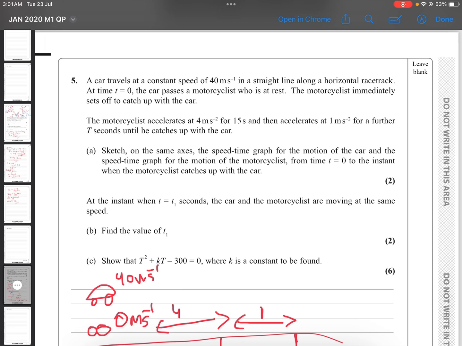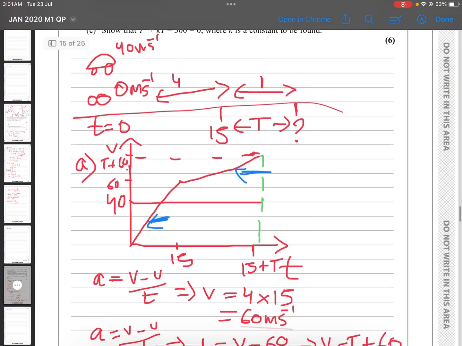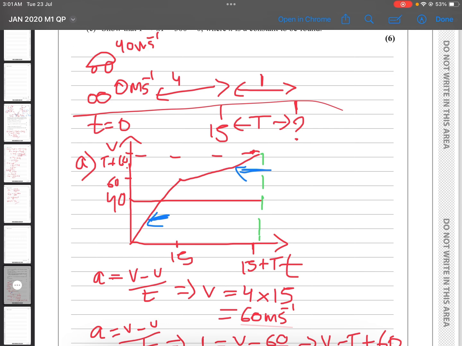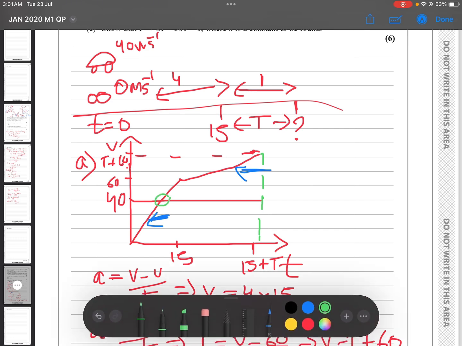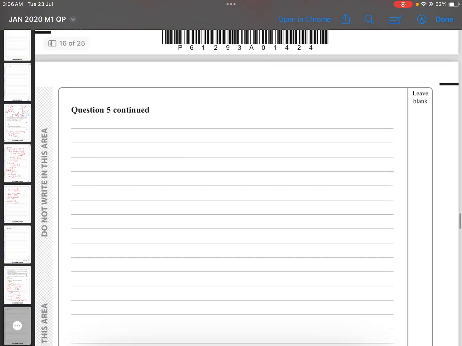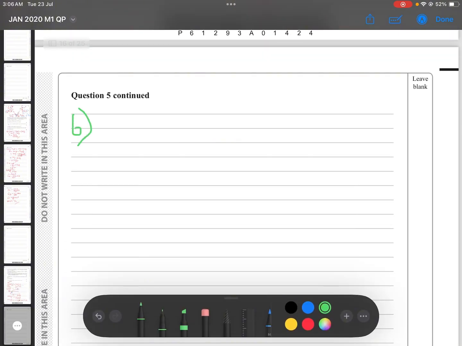Part B says, at the instant when t equals t1 seconds, the car and the motorcyclist are moving at the same speed. Find the value of t1. So the spot where they're traveling with the same speed is over here. This place, it's moving with the same speed. So for part B, we're going to use the SUVAT equation again. Part B, I'll write with red. Acceleration equals (v minus u) over t.